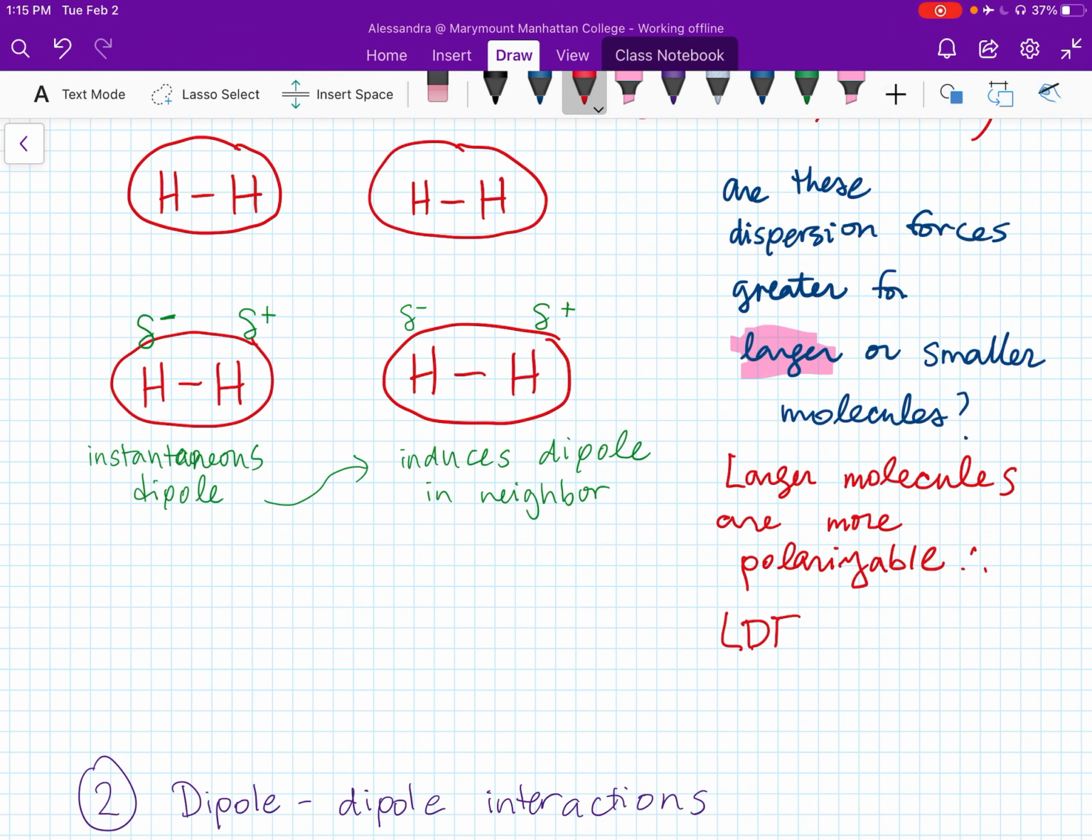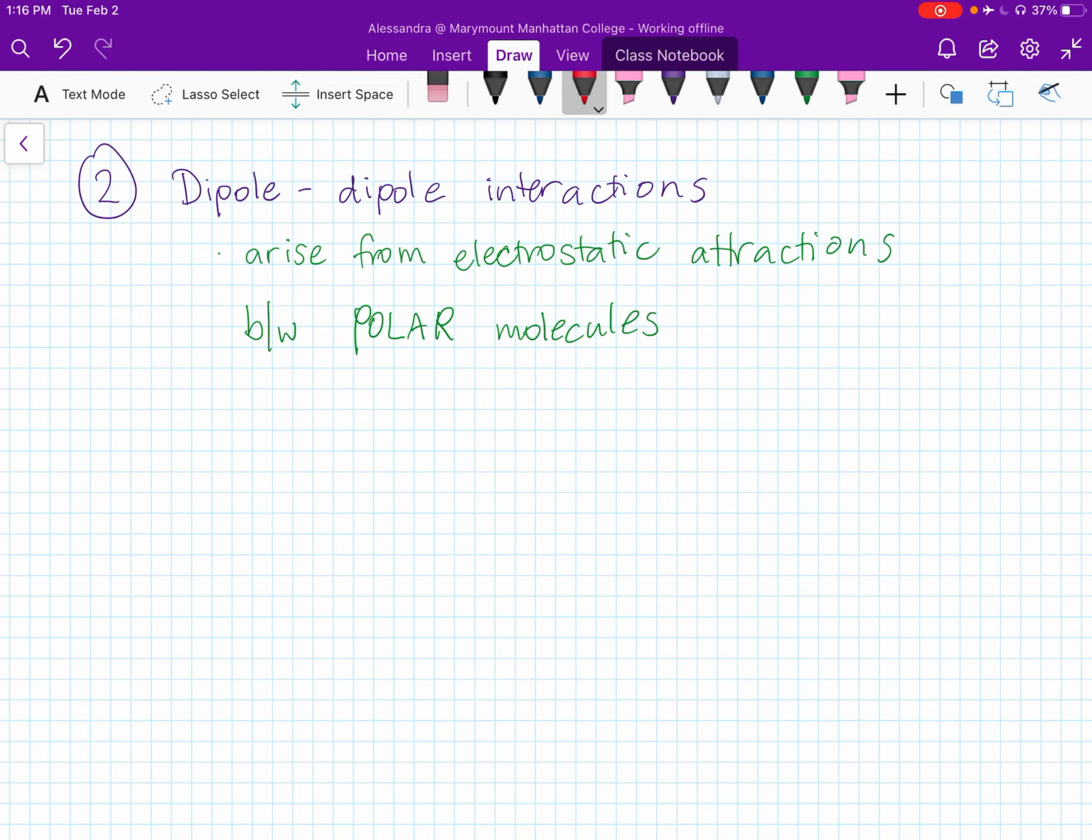Okay, now let's move on to the second type of intermolecular force that can exist between molecules. The second type of intermolecular force is the dipole-dipole interaction. And this is important for polar molecules. So dipole-dipole interactions are much stronger than London dispersion forces. And they arise from electrostatic attraction between polar molecules. So London forces are really negligible in magnitude compared with dipole-dipole interactions.